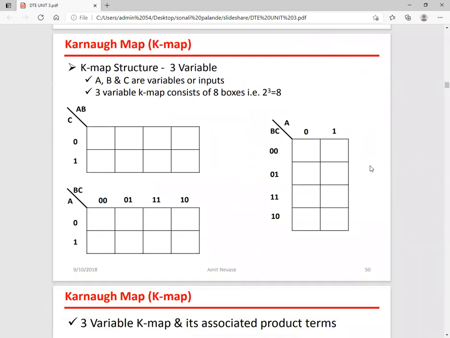Kmap structure for 3 variables. A, B and C are the variables or the inputs. A 3-variable Kmap consists of 8 boxes, that is 2 raised to 3 is equal to 8. 1, 2, 3, 4, 5, 6, 7, 8. We can box here like this, we can box here like this. And here are the values of A and here are the values of B and C.